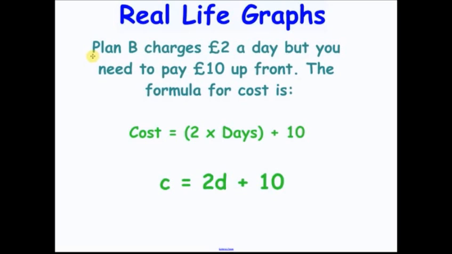Plan B for me going to the gym is to only pay £2 a day, but there's a bigger upfront cost of £10. Again, our cost for going to the gym is 2D, £2 times how many days I go, plus that £10 deposit up front. So my second plan is C equals 2D plus 10.